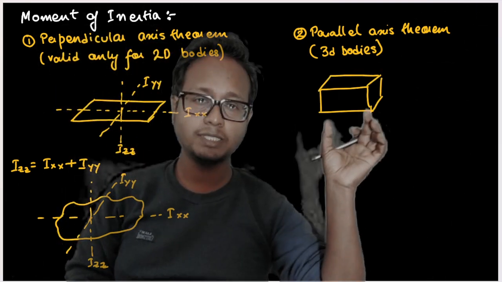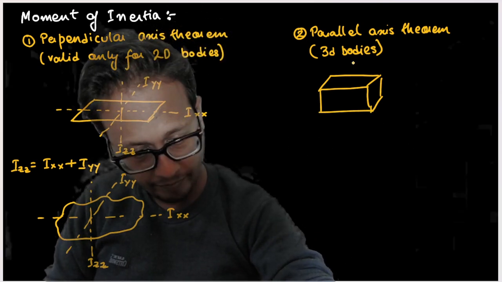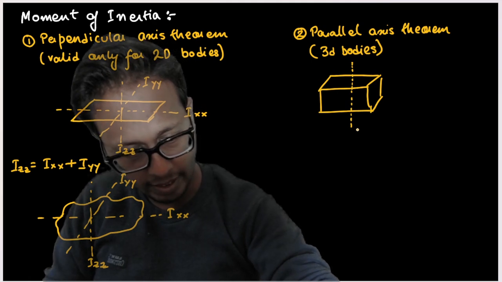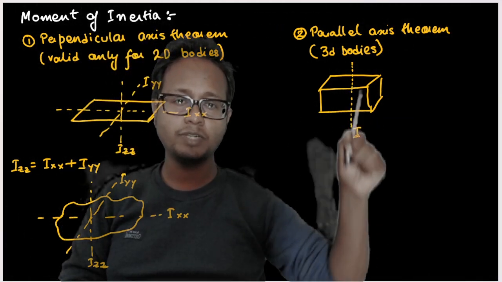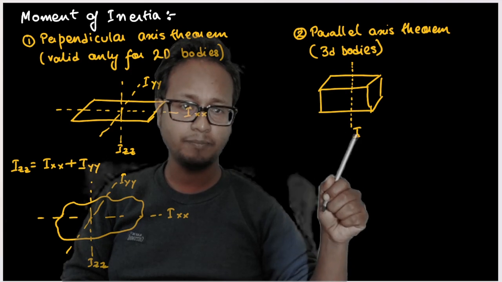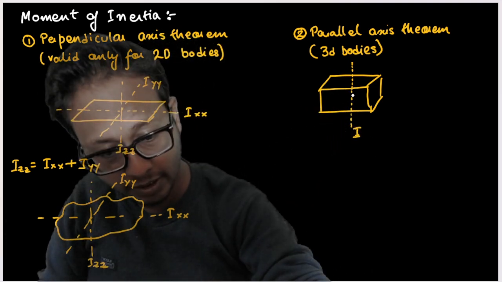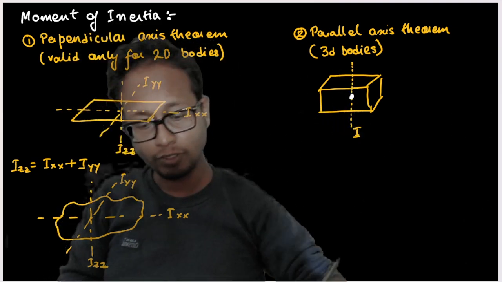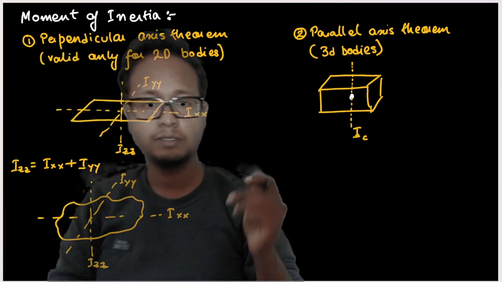What the parallel axis theorem says is that suppose I have an axis, and the moment of inertia of this entire body passing through this axis is I. This axis is passing through the center of mass of the body. The axis necessarily has to pass through the center of mass of the body. So it is the moment of inertia about the center.